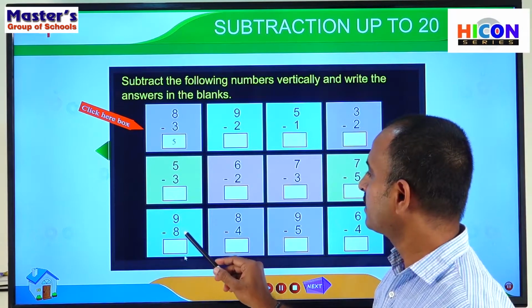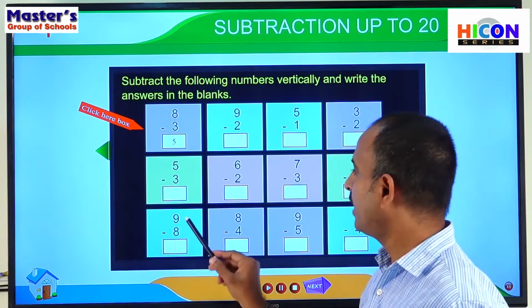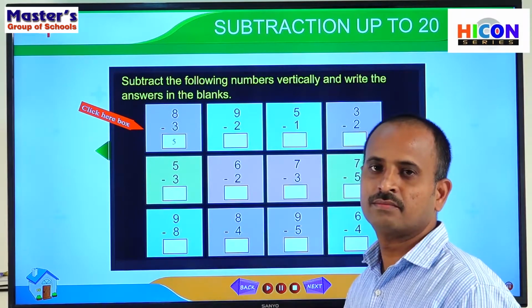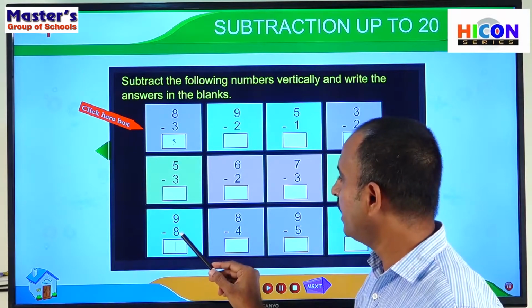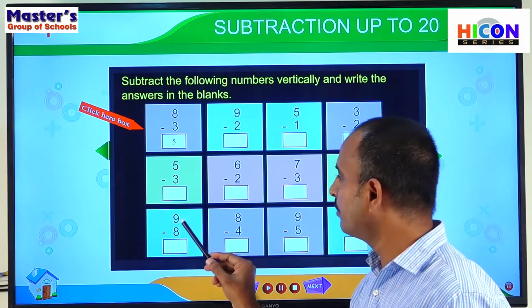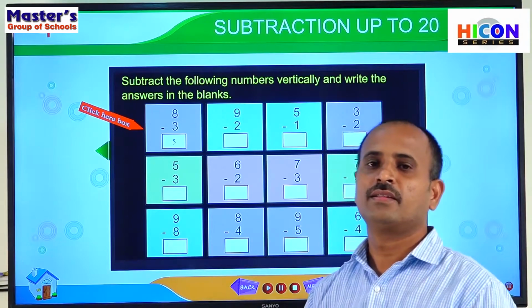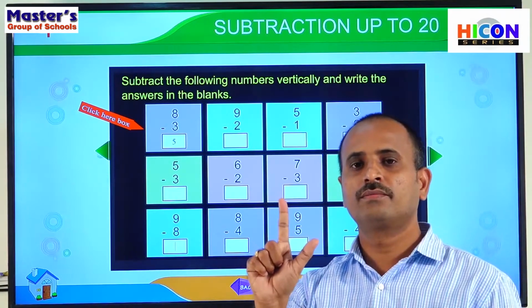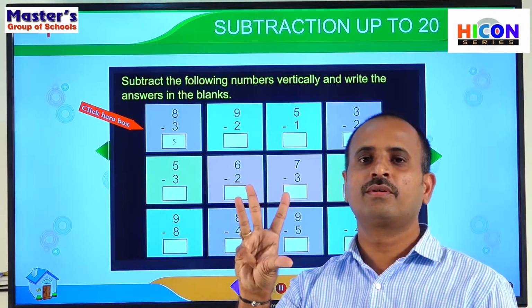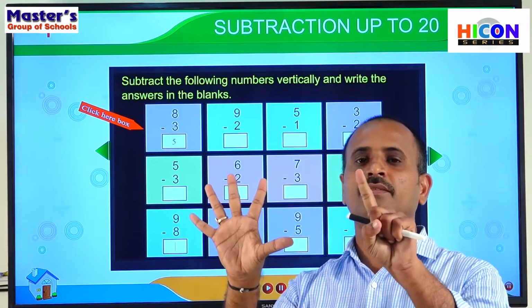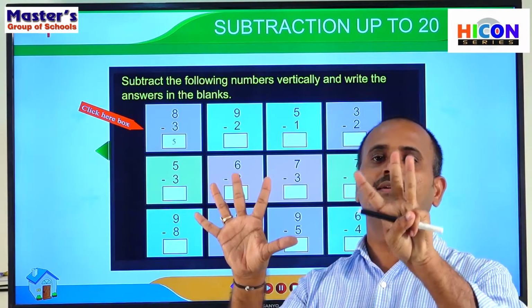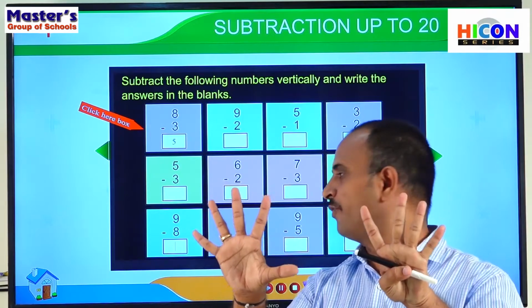9 minus 8. That means we have to subtract 8 from 9. So what is the first number here? 9. So open 9 fingers of your hand. It is 1, 2, 3, 4, 5, 6, 7, 8, 9. So children, these are the 9 fingers.